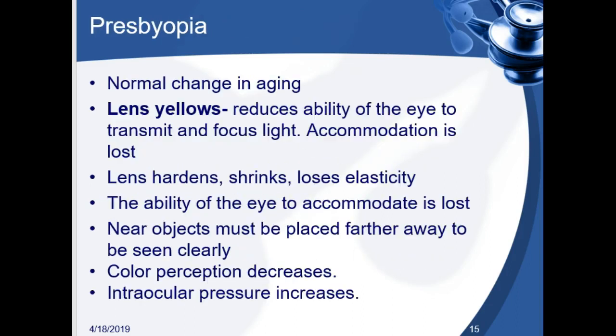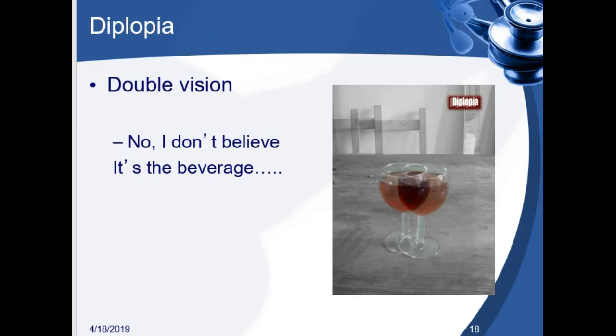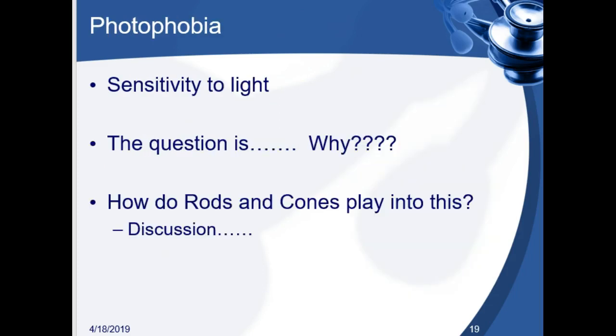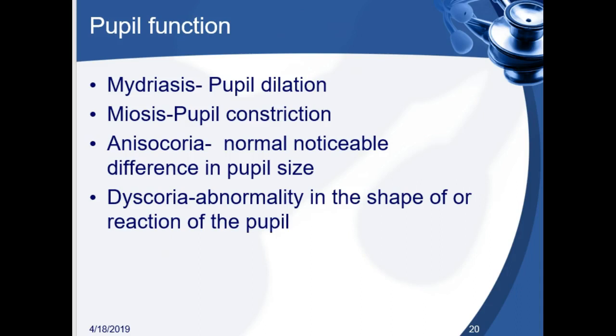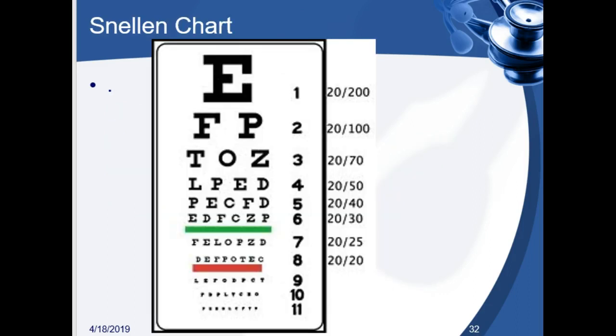hyperopia, presbyopia, astigmatism, diplopia, photophobia. Here are more terms related to the pupil function. Cataracts. This is the Snellen chart. Used a lot in the ER.